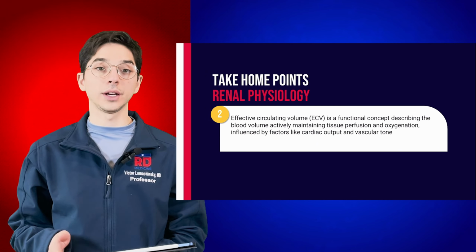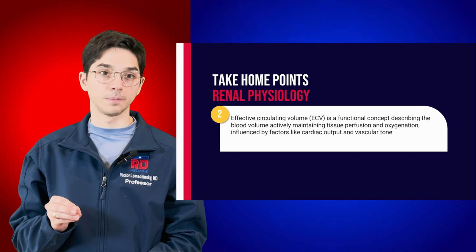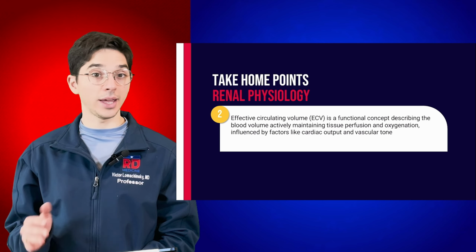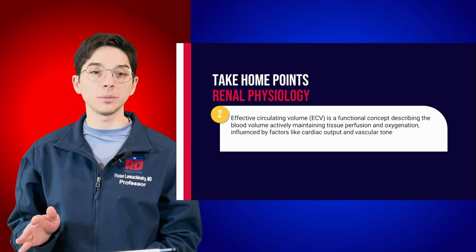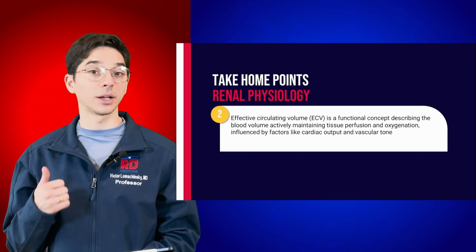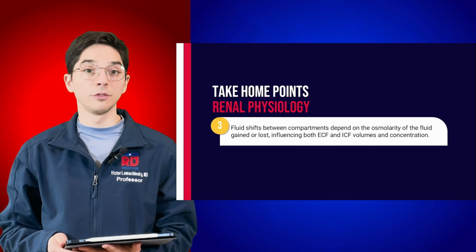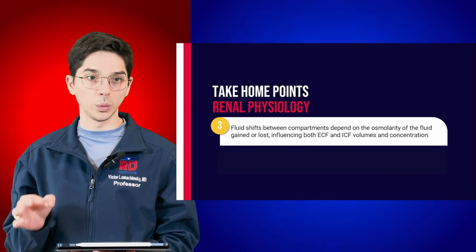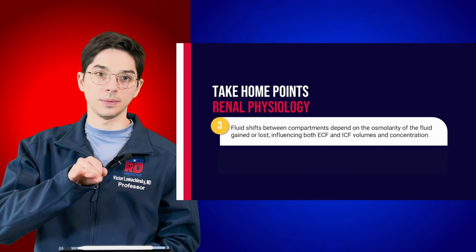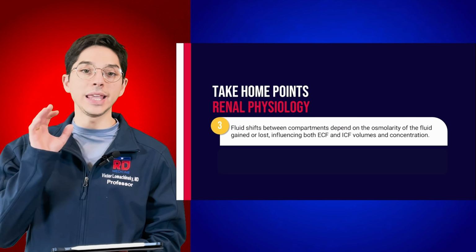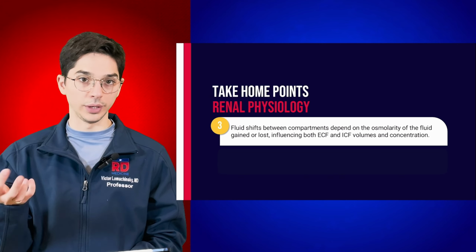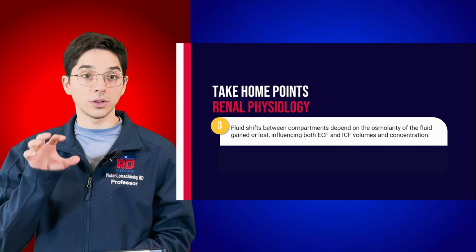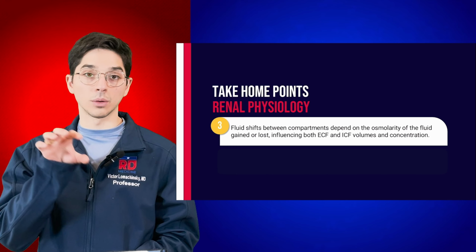The effective circulating volume is a functional concept, and it describes the blood volume that actively maintains tissue perfusion and oxygenation. It's influenced by many things like cardiac output and vascular tone. Fluid shifts between compartments depend on the osmolarity of the fluid that is either gained or lost, and that influences both ECF or extracellular fluid and ICF or intracellular fluid compartments. It's going to change the volumes of each of those compartments.